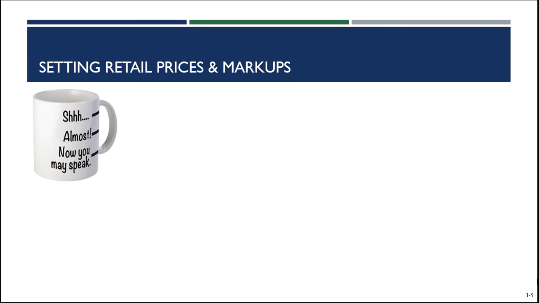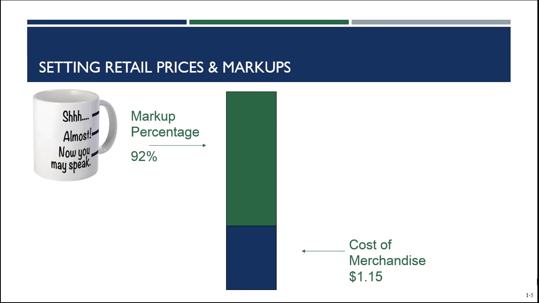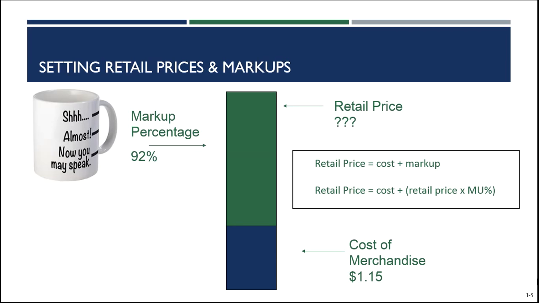Let's put an actual product with the example here. Let's take this coffee mug, souvenir coffee mug. If I am a souvenir shop or a gift shop, I'm going to buy this coffee mug from my vendor for $1.15. Now, we know that the standard markup percentage for the gift and souvenir market is 92%. So now how do I determine what the retail price should be? I know the cost, I know my markup percentage, and now I have to determine the retail price.